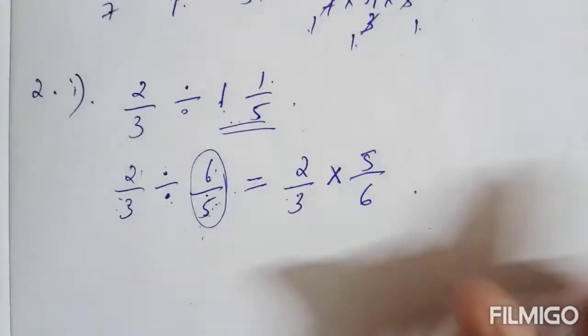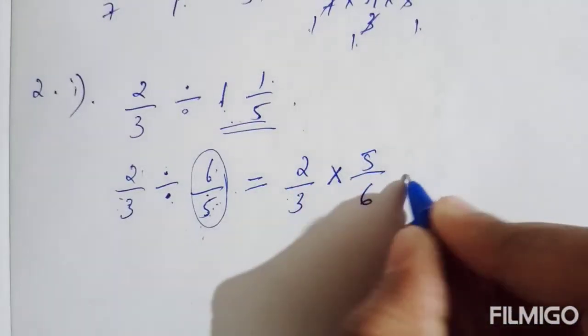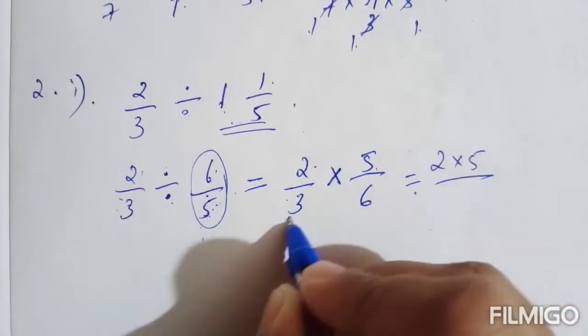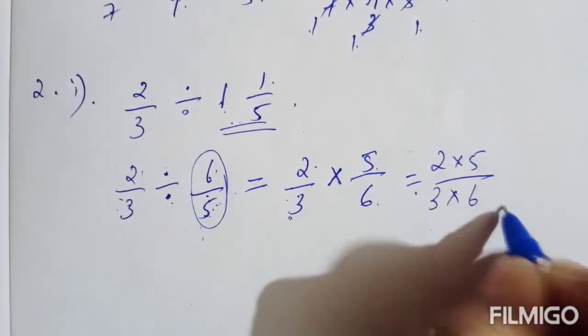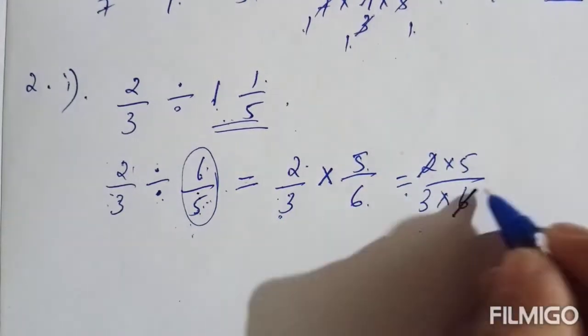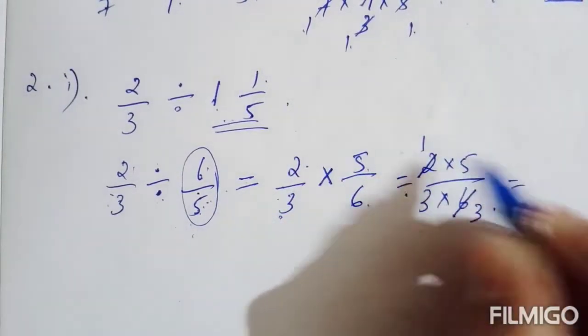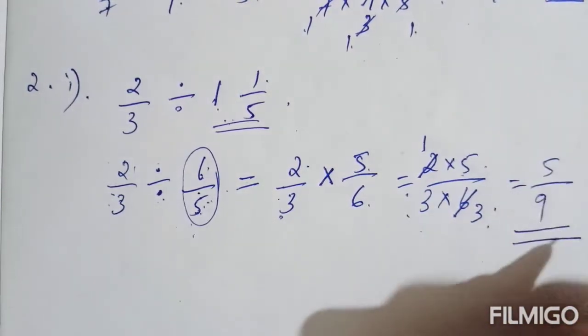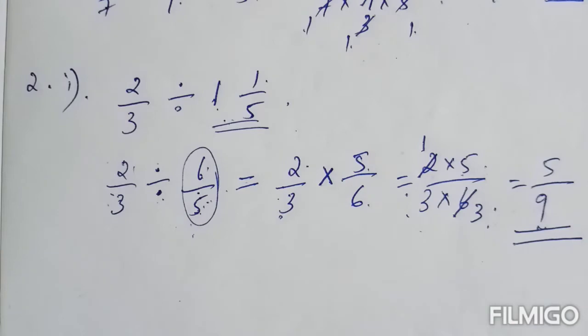Now you can find the product of 2 by 3 and 5 by 6. Product of numerator 2 into 5 by product of denominator 3 into 6. Okay. This 6 and 2, it will be 3 here and 1 here. 1 into 5, 5 by 3 into 3, 9. 5 by 9 will be the answer.